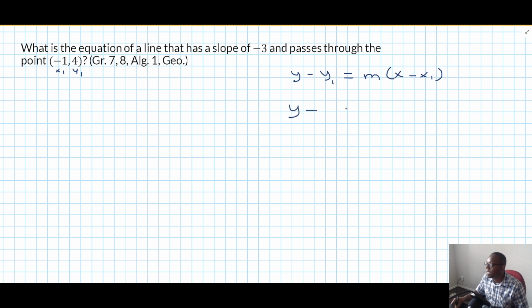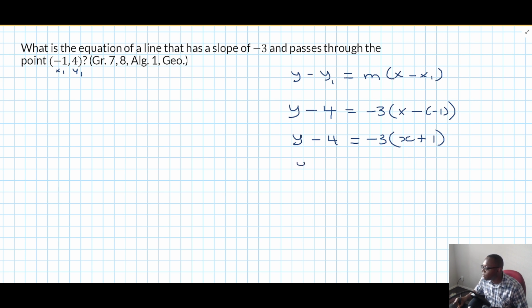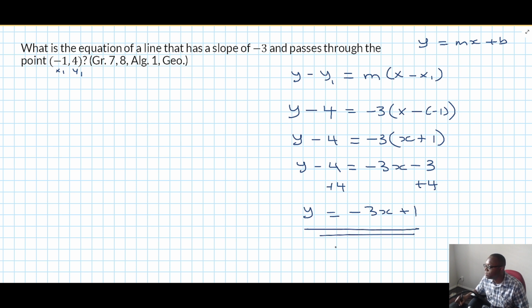So y minus y1, our y1 is 4, is equal to m, which is -3, times x minus x1, x minus -1. So now we have y minus 4 is equal to -3 times (x minus -1). Negative outside the parentheses, negative inside, we multiply the negatives and we have a positive, so it's x plus 1 in the parentheses. And so we have y minus 4 equal to negative 3x minus 3. My goal here is to write it in the form y equal to mx plus b, so I'm going to add 4 to both sides. So I have y is equal to negative 3x plus 1. So that's the equation that you need to generate.